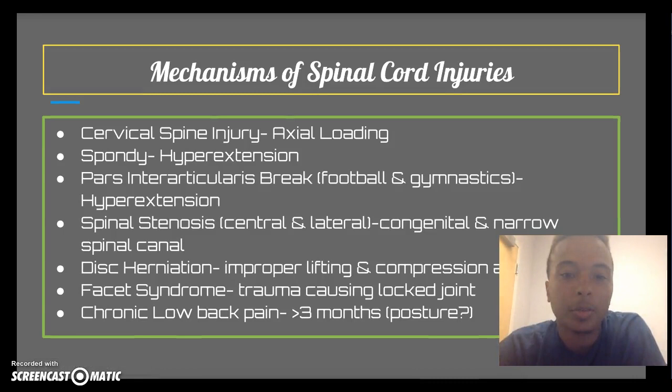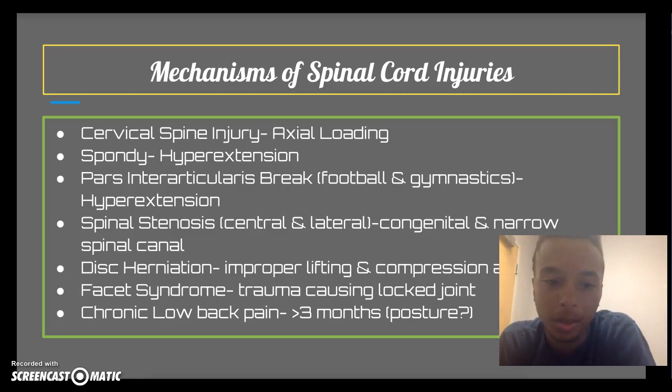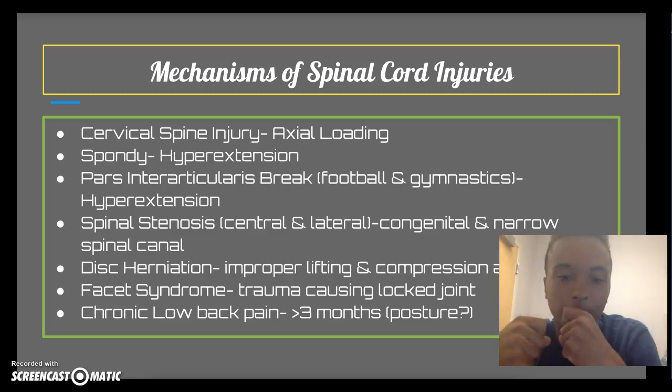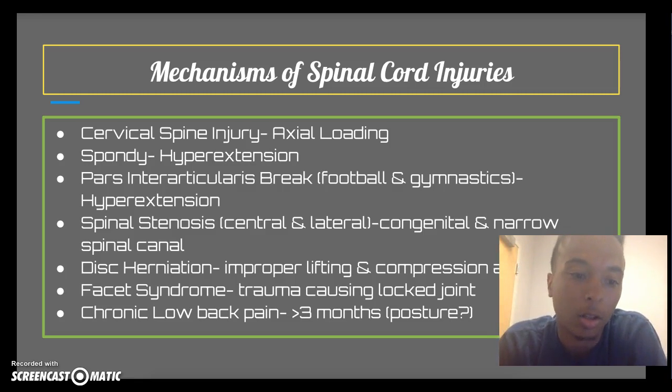Okay, so the mechanism of injury for these spinal cord injuries: for the cervical spine injury, it is usually axial loading, meaning when football players have their neck partially flexed and hit the crown of their helmet, the top of their helmet, which basically crushes their spinal cord, leading to dislocations and fractures. For our spondys, we have hyperextension, along with pars interarticularis breaks. These usually happen in football players when they get tackled from behind, and in gymnasts if they happen to fall and have severe trauma.